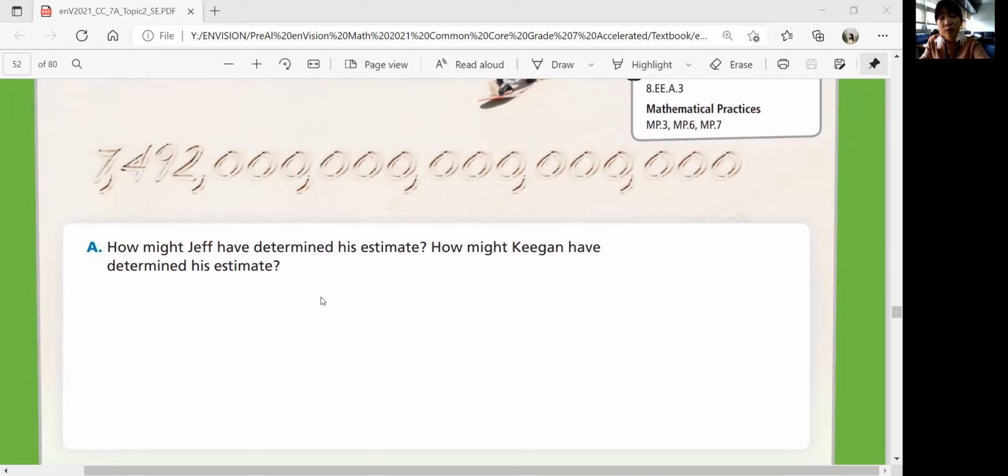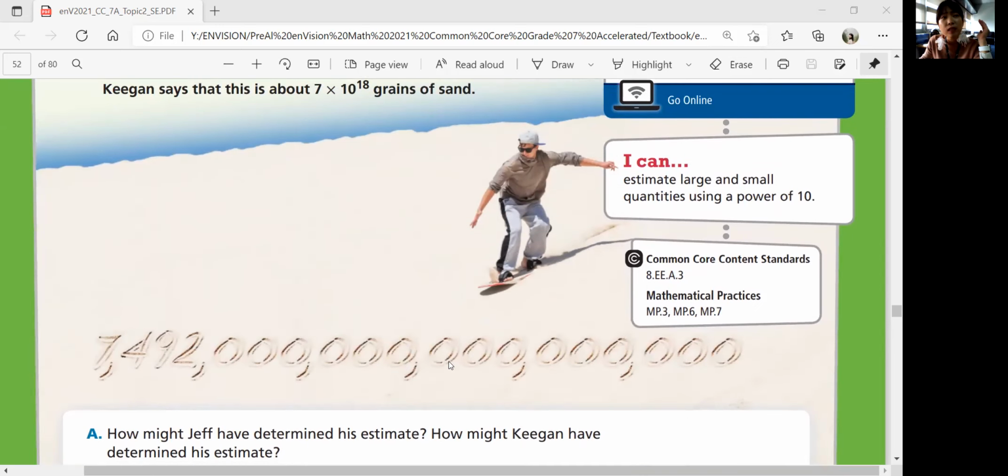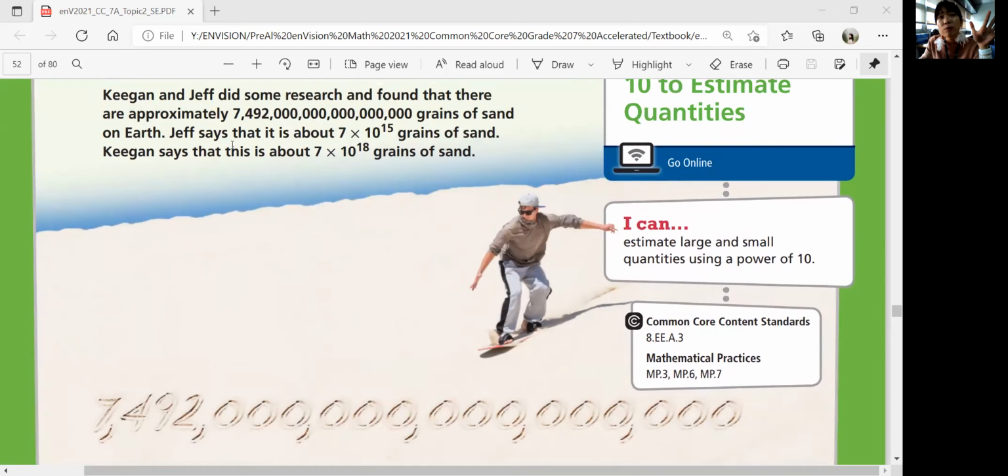How might Jeff have determined his estimate? How might Keegan have determined his estimate? How do you think they got these numbers? What were they thinking? Let's count some zeros. 1, 2, 3, 4, 5, 6, 7, 8, 9, 12, 15. You have 15 zeros. So Jeff probably said 7 times, well, we got 15 zeros, so 10 to the 15th power, because every time we multiply by 10, it seems like we're adding zeros. So if we have 15 zeros, then that's going to be 10 to the 15th power.